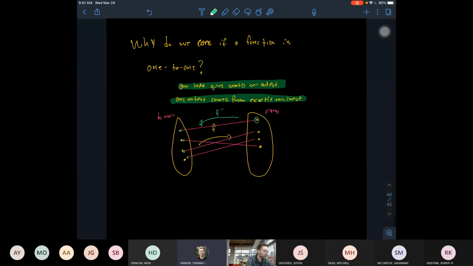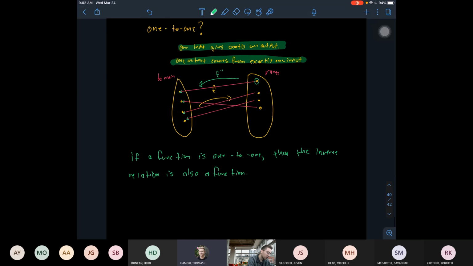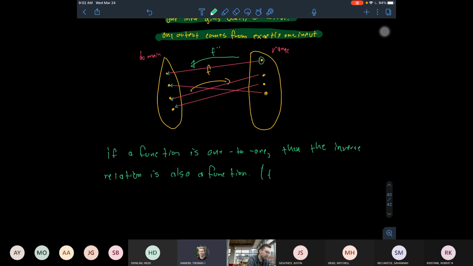So it turns out if we have a one-to-one function, if the function is one-to-one, then the inverse relation is also a function. Sometimes we say the inverse exists.